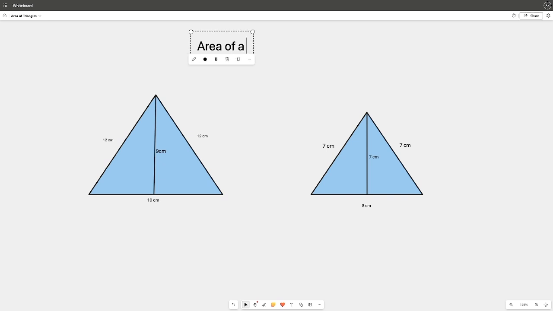Area of a triangle is just going to be base times the height. And then you have to divide them by 2. So you do base times height divided by 2, and that's all you have to do. All right? So let's go to this first triangle as the example.